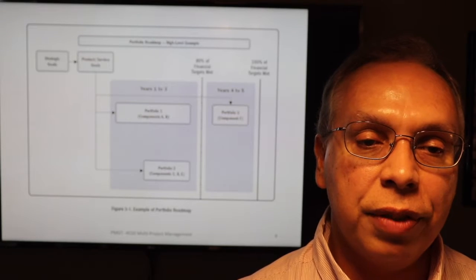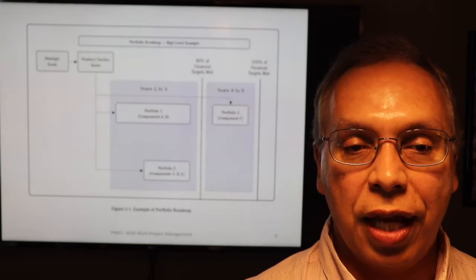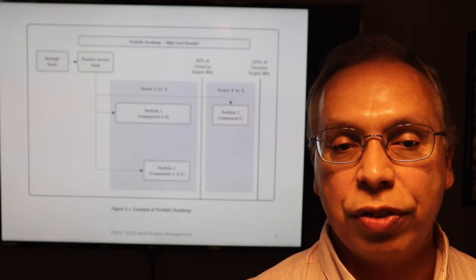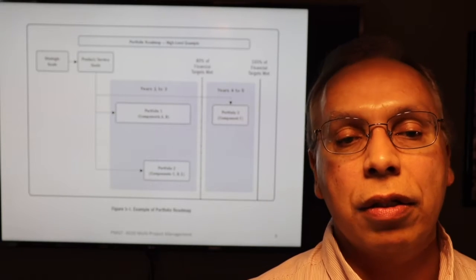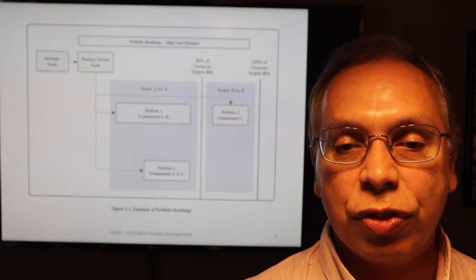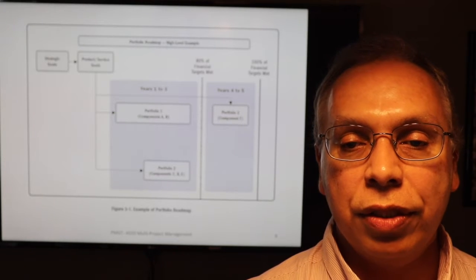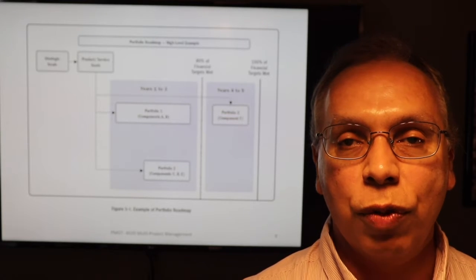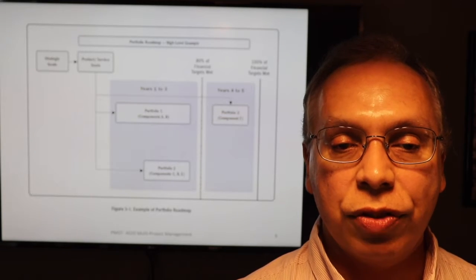Finally, in Chapter 3, we talk about managing strategic alignment. We want to be able to respond to changes in organizational strategy. Here, understanding stakeholders is critical to managing strategic change, keeping their expectations aligned with the changing strategy.